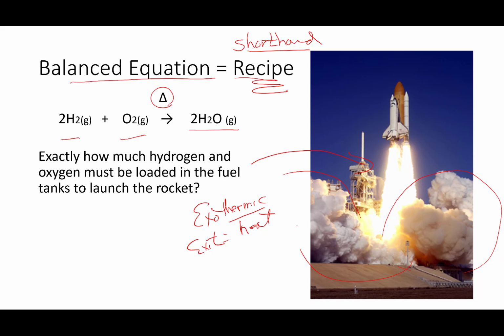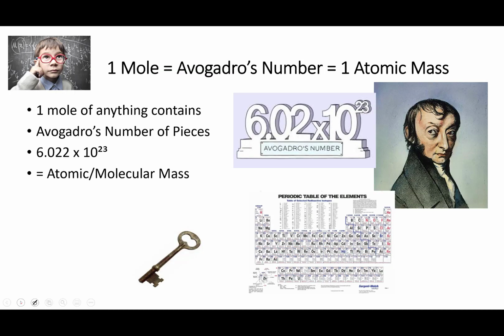So this is a fabulous little recipe that tells us the ingredients, how much of each, and special conditions for that reaction. It also tells us the ratio. How many hydrogens do we need for every oxygen? For every batch of cookies, you need so many eggs and so many cups of flour. Same sort of thing in a balanced chemical equation.